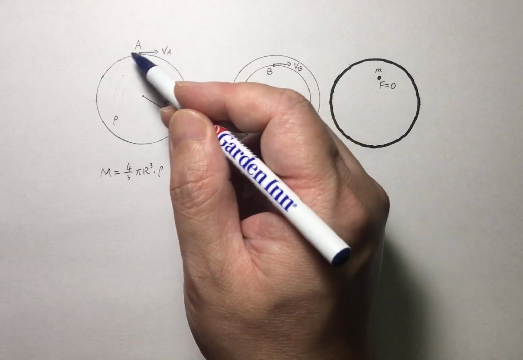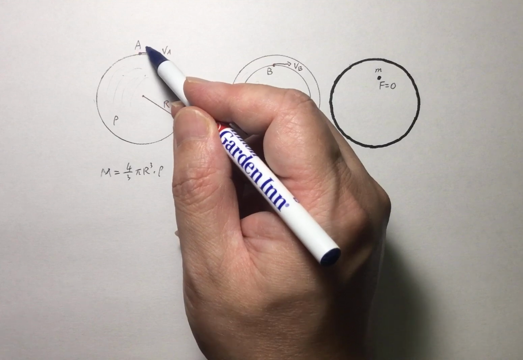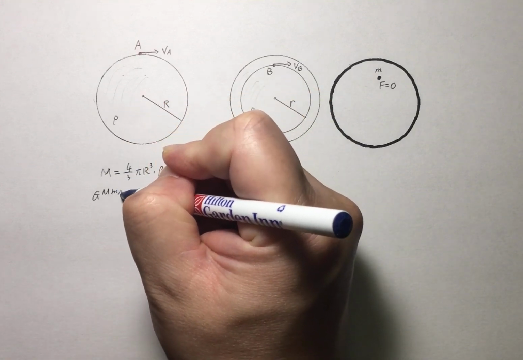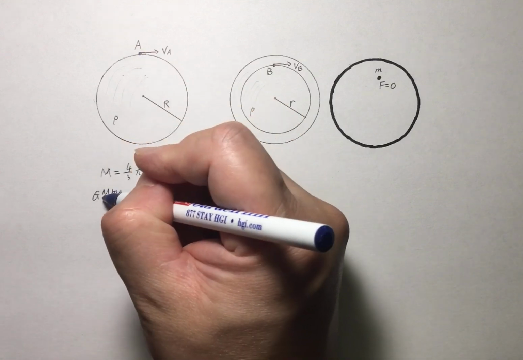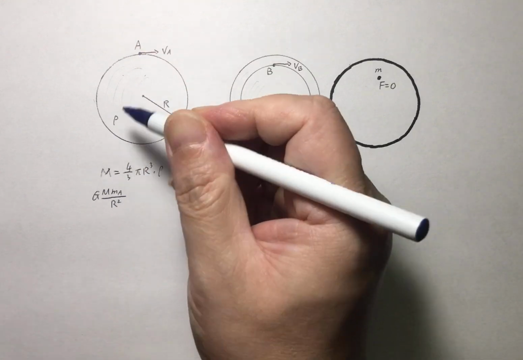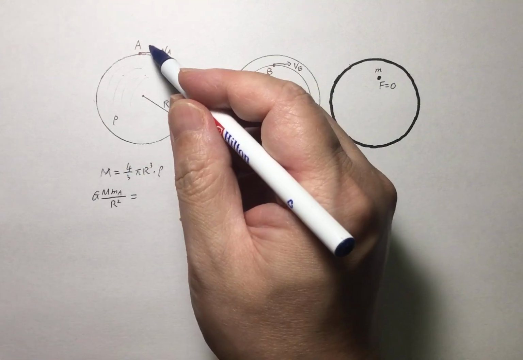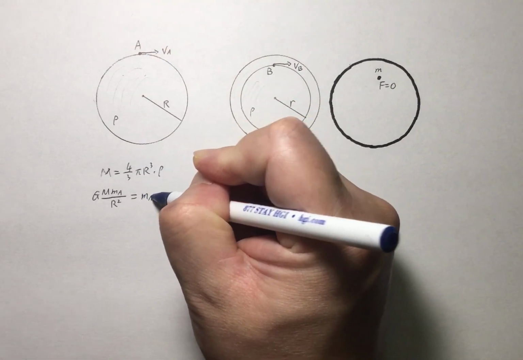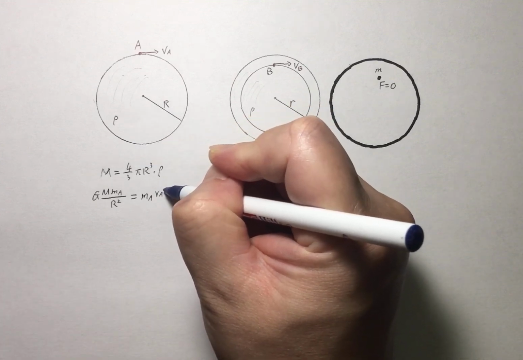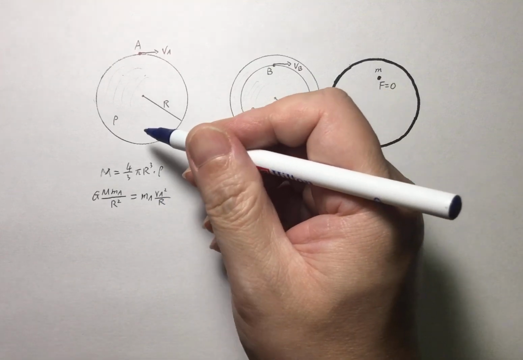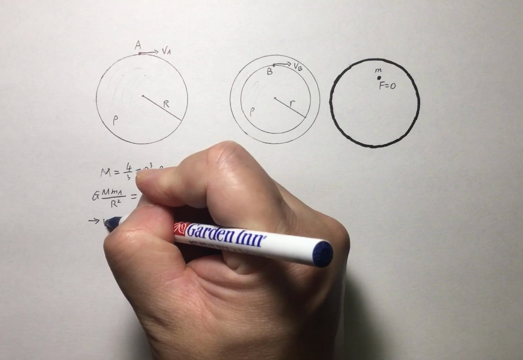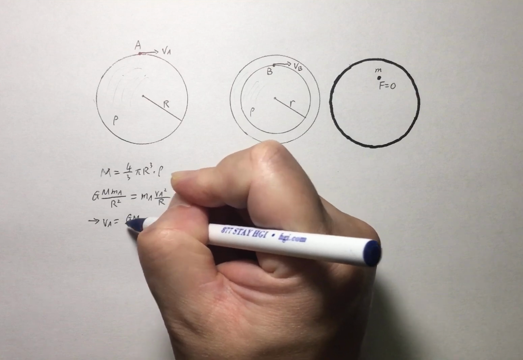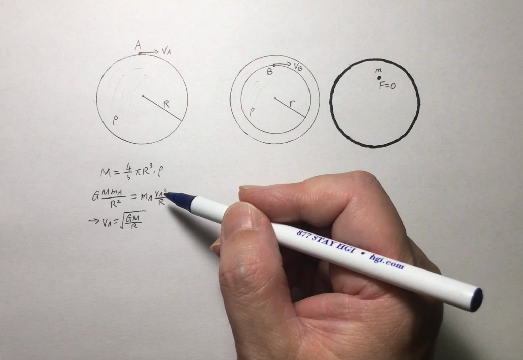So the gravitational force between this dust and satellite A is G M Ma over R squared, where Ma is the mass of satellite A. This force should be the same as the centripetal force of satellite A, which is Ma VA squared over R. So we can derive VA is the square root of GM over R from this equation.